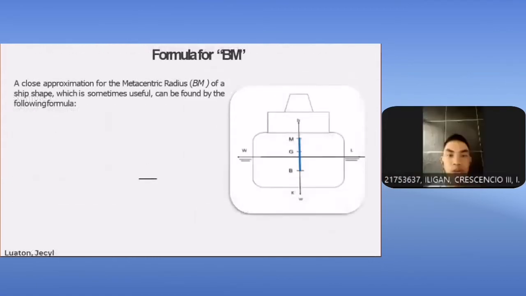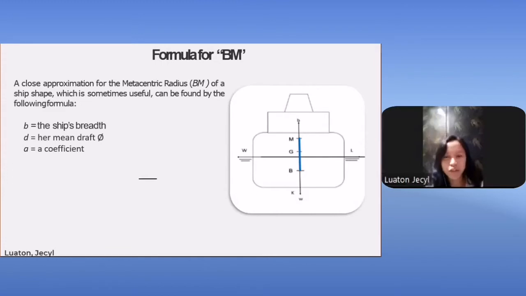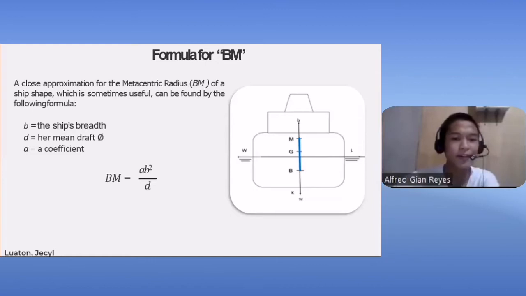Now, in order to proceed, let's have the Wall-sided formula. A close approximation for the metacentric radius, or BM, of a ship, which is sometimes useful, can be found by the following formula, where B is the ship's breadth, D is the mean draft, and A is the coefficient. So what's the formula for BM? BM equals AB squared over D.